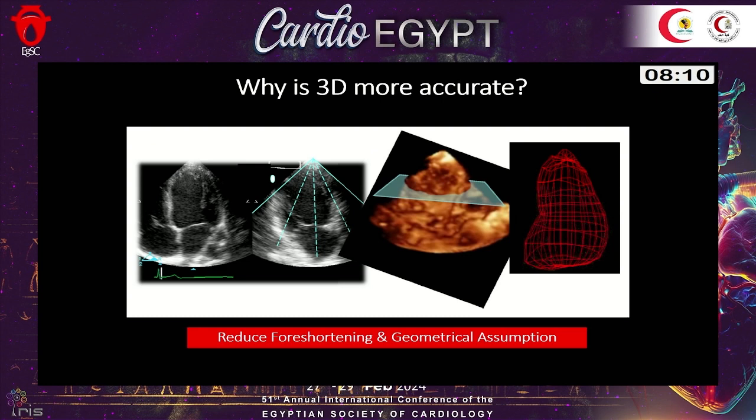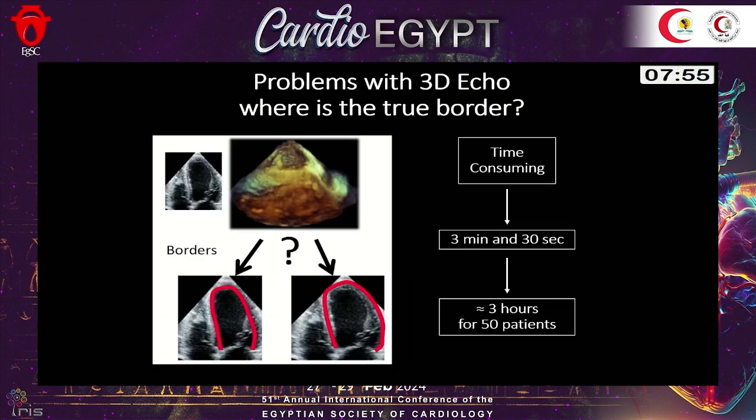If the LV is aneurysmal or has wall motion abnormality, it will go with the endocardium all around. There is no place for geometrical assumptions. Wherever it goes, it will go and trace the endocardium. If there is an aneurysm or wall motion abnormality, it will go and trace everything.